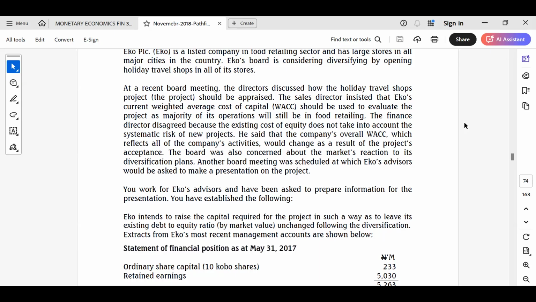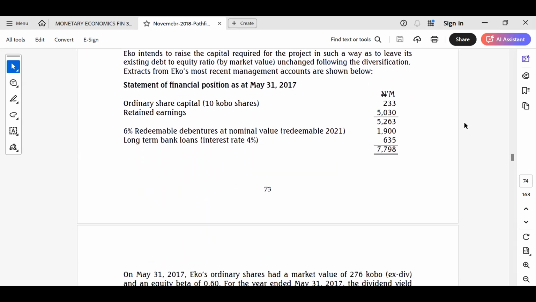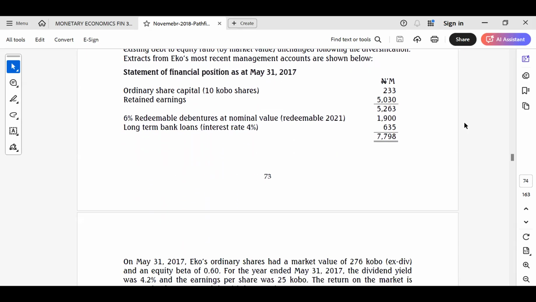Extracts from Echo's most recent management account are shown below. Statement of financial position as at May 31st, 2017. We have the ordinary share capital of 10 kobo per share at 233 million. We have the retained earnings at 5,030.